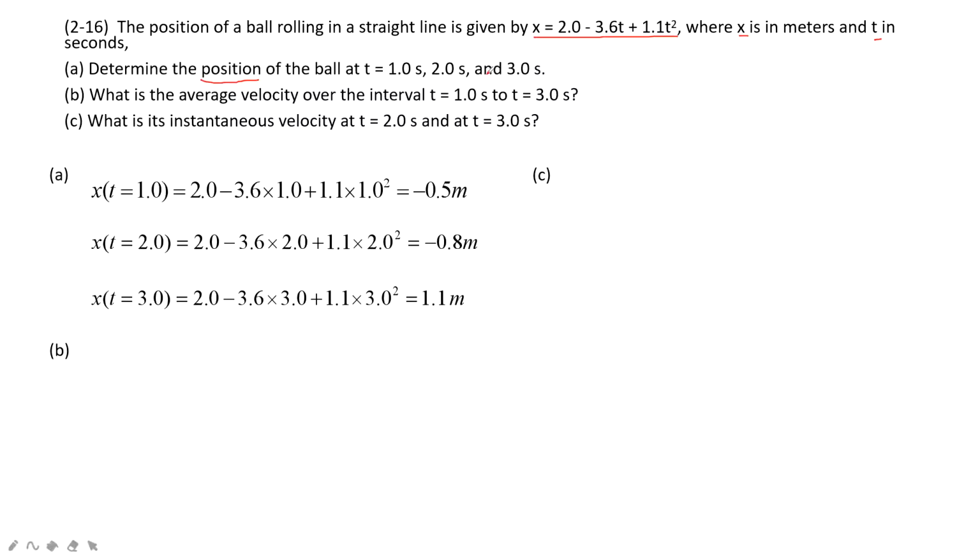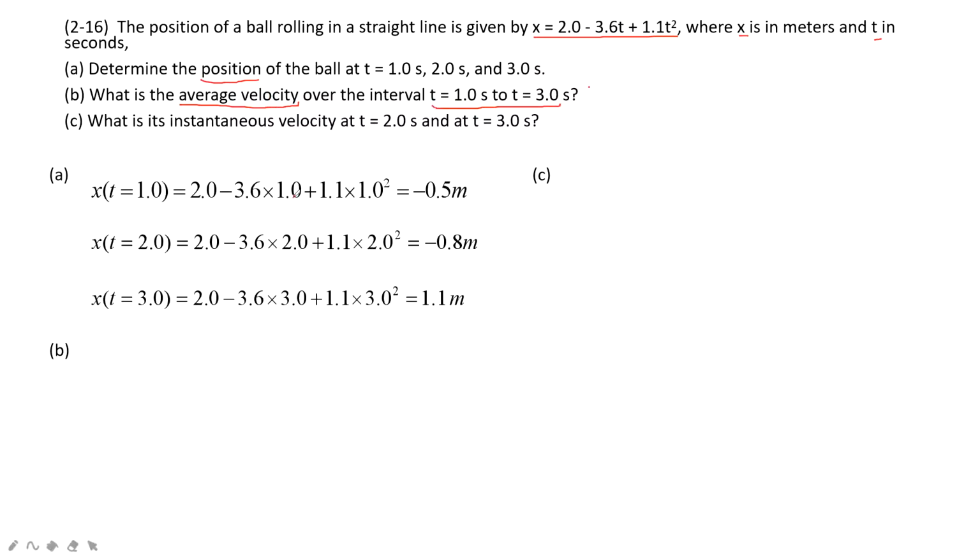Easy, right? The second problem asks us to find the average velocity over a time interval, a time period, from 1 second to 3 seconds. So here, the average velocity depends on the displacement divided by the time taken. The time taken is given, so we need to determine the displacement. The displacement comes from the final position minus the initial position.